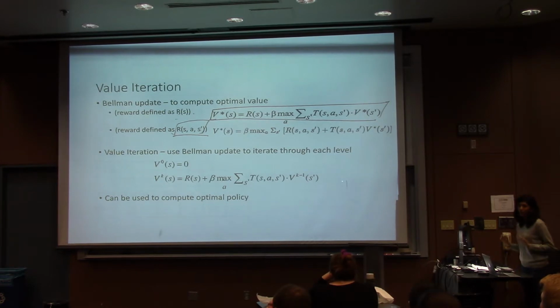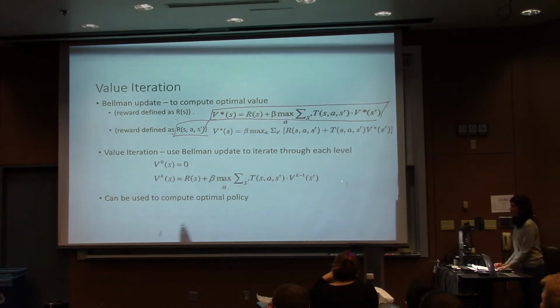And for the value iteration algorithm, you basically just calculate the values in each state for each iteration and you keep on updating. So up until the optimal values converge, you keep on calculating them for each iteration. And then this can be used to compute the optimal policy.